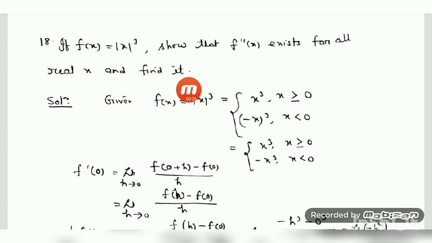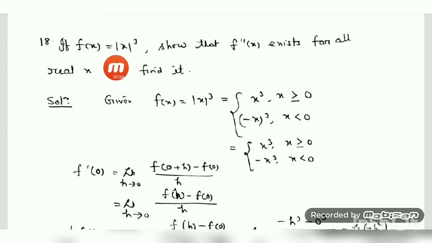So what is asked in the question? You have to first show that the second derivative of f exists. Your f(x) is modulus of x whole cube. First you have to say that f double dash x exists. That means first you have to show that the first derivative, that is f dash x, exists. And if f dash x exists, secondly we have to find out that f double dash x exists, and then our aim is to get their values.